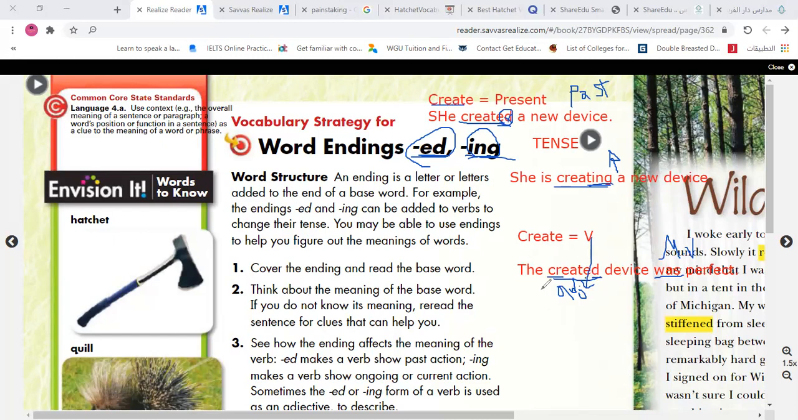Okay, let me also add ing and see what part of speech that will give me. I will say, the creating of the device is amazing.